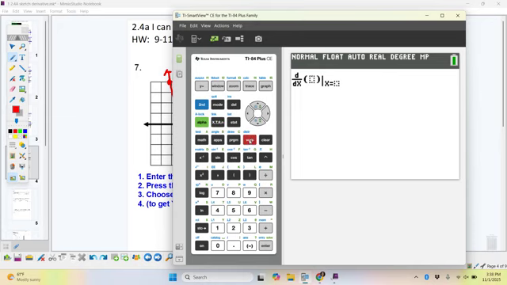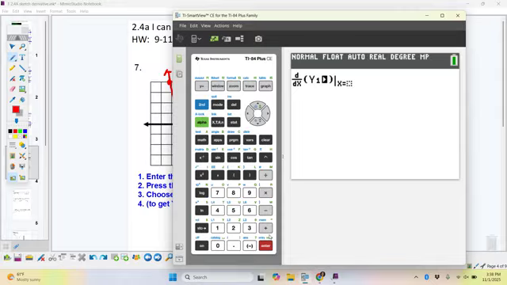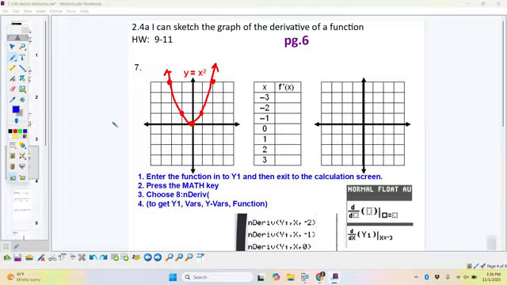So I'm going to go to vars, yvars, function, y1. And then we have to tell the calculator at what x value. So I'm going to say -3. So the derivative at -3 is -6.